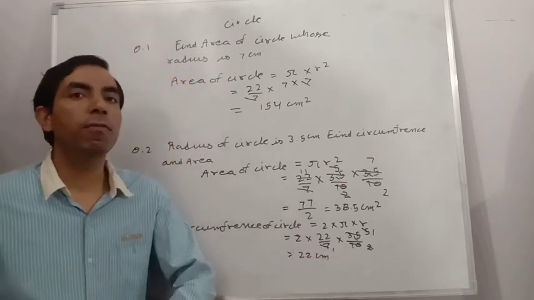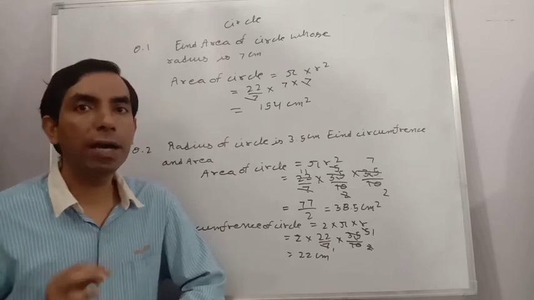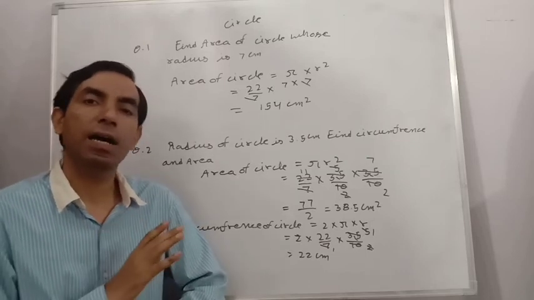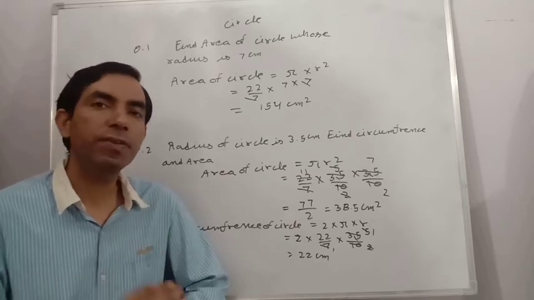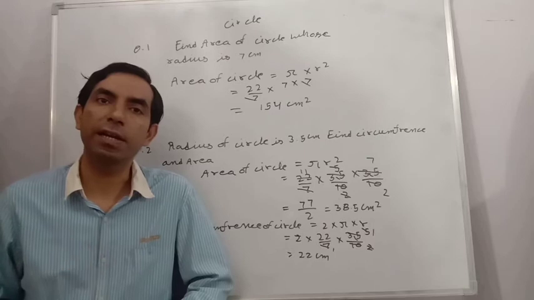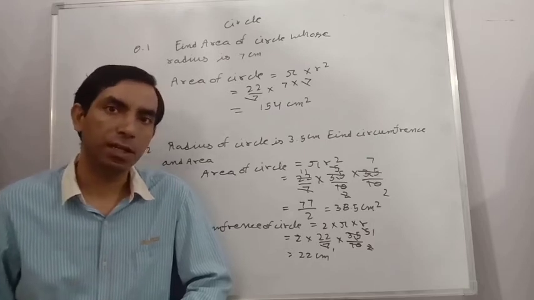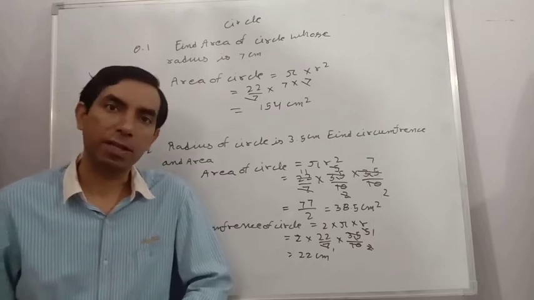Area will come in the unit of square, but other things are in normal units. So by this method we can easily calculate the area of circle and circumference of circle. So let's take another question.